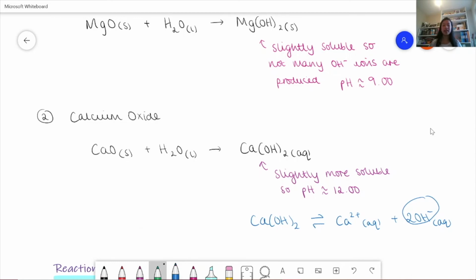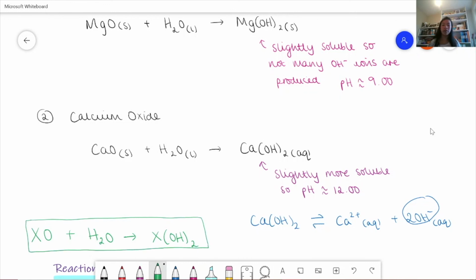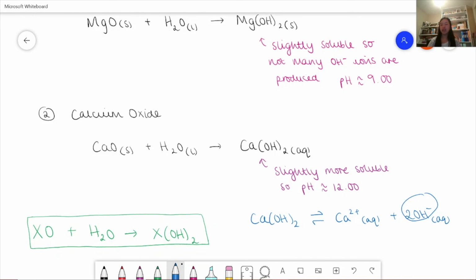And so we can see the general equation for the oxides reacting with water, as we have the oxide, so let's call it XO, so we have a metal oxide reacting with water, and this is going to form the metal hydroxide. So this is the general form of reacting water with group 2 oxides. And so if we were going to react strontium oxide with water, we would form strontium hydroxide, and this would be even more alkaline. So the trend in alkalinity increases.